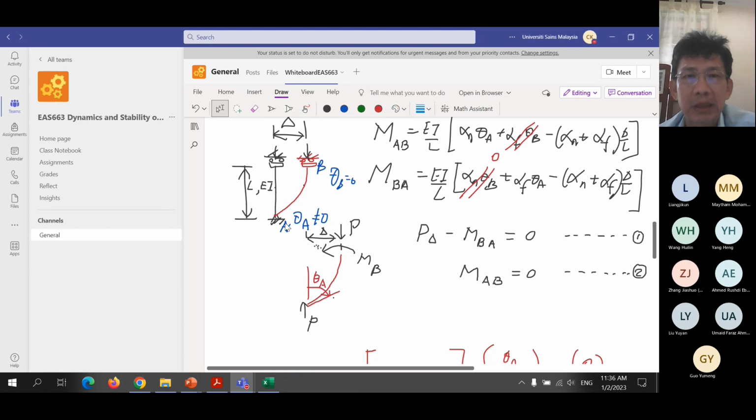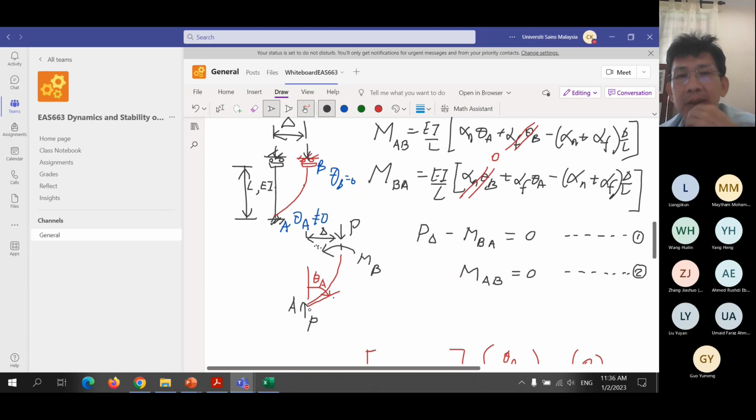The first one is the same as in example 2a. You look at the whole member here and take moment at A. We take the moment equilibrium equation of moment at A. So this is what we get: P delta minus MBA equals 0. This is the first moment equilibrium equation.